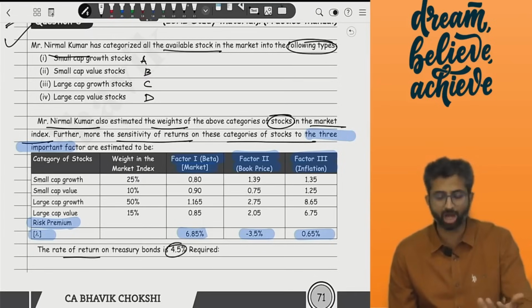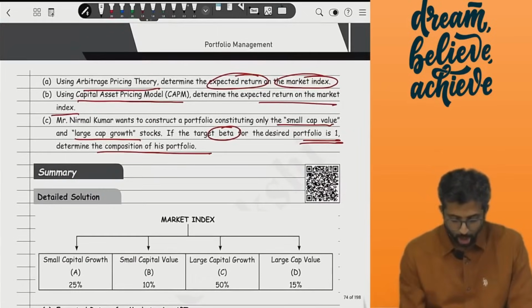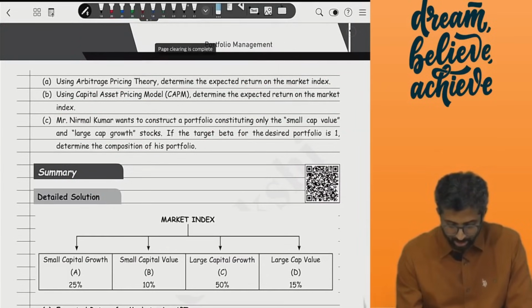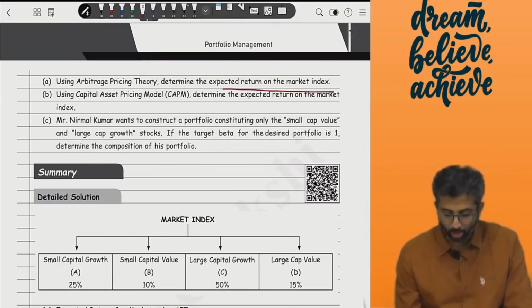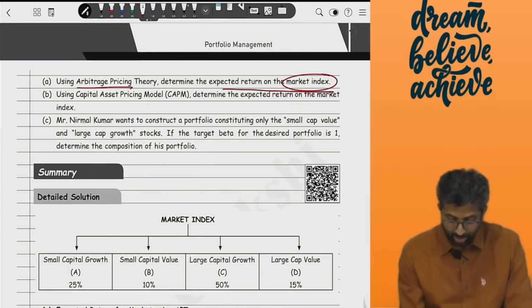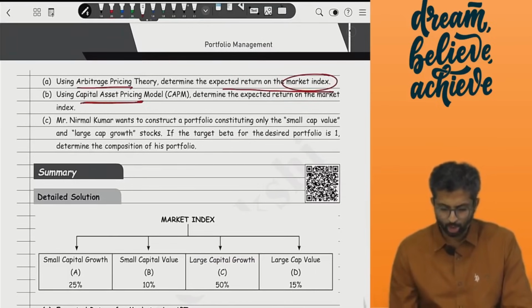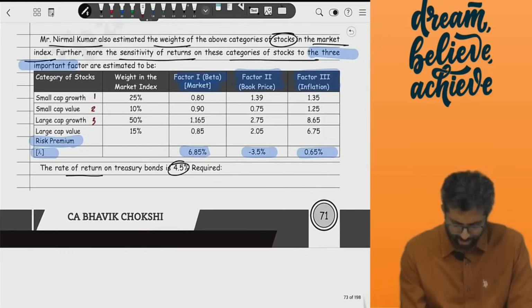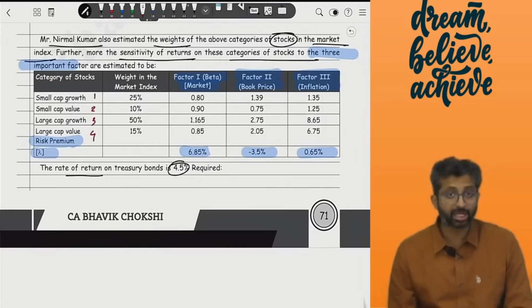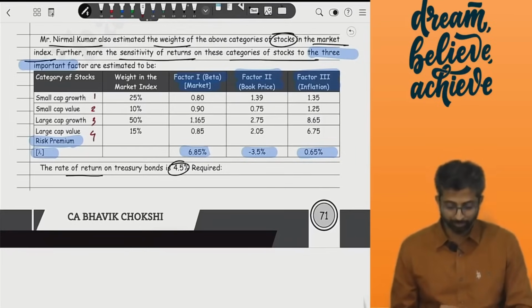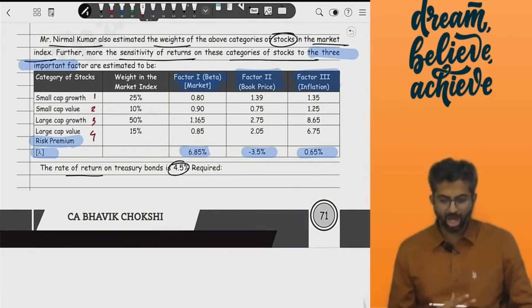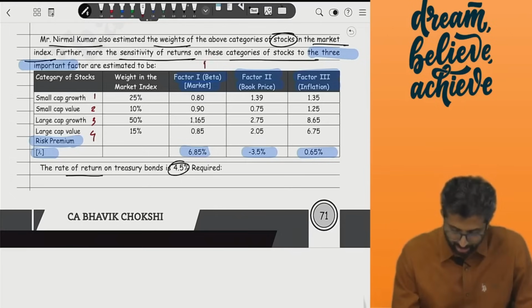This is like your RF. Required to use the arbitrage pricing theory, APT, to determine the expected return on the market index, then using CAPM. Now, if I look at APT, I will say my market portfolio comprises these 4 items. If I have the weights, these 4 stocks are there, and there are 3 factors: factor 1, factor 2, and factor 3.